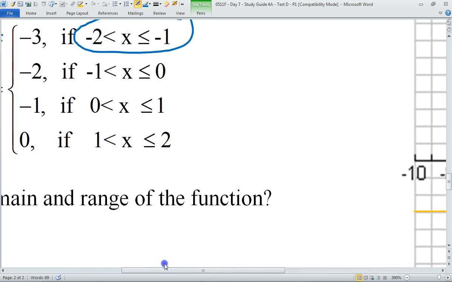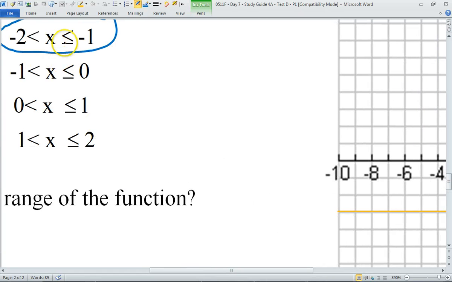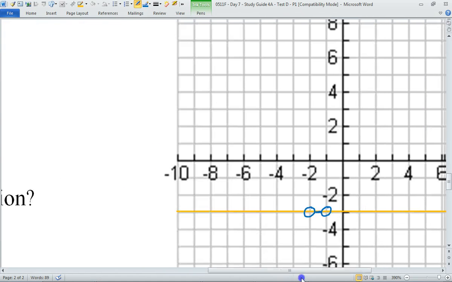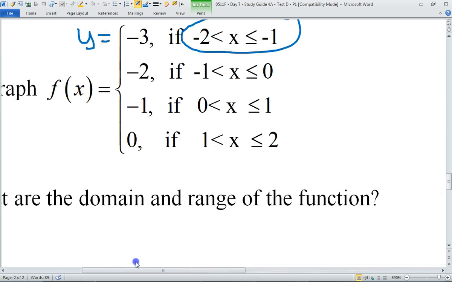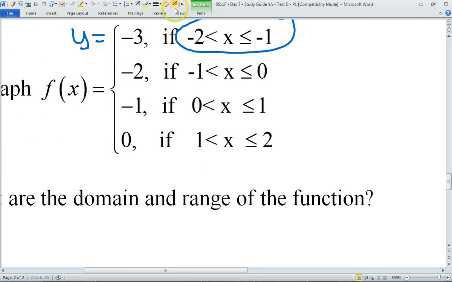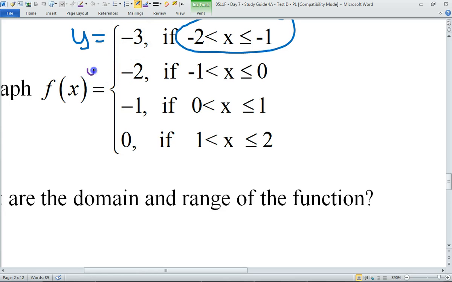Which one is closed circle? The negative 1 is a closed circle because of, see the or equal to? I'll make this one a closed circle. Alright, and you just repeat that over and over again. So now I'm going to do y equals negative 2. From negative 1 to 0.